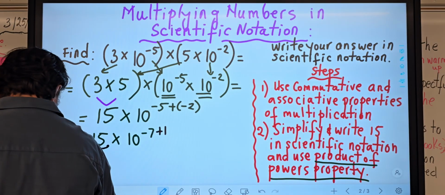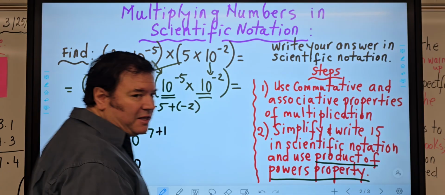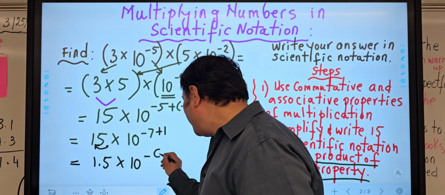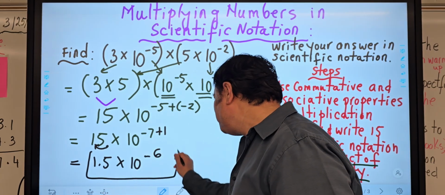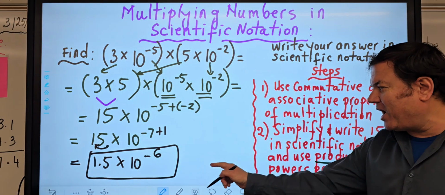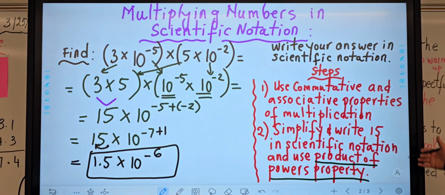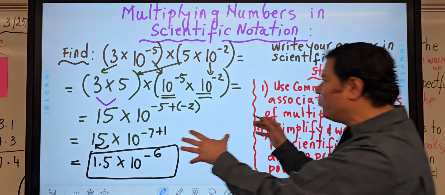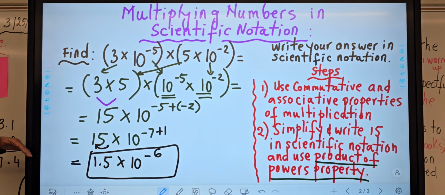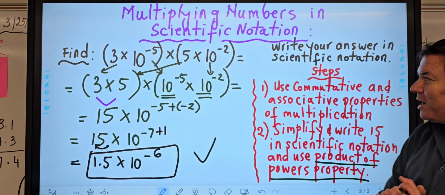Let's see what we get. So here we get 1.5 times 10. Negative 7 plus 1 becomes negative 6. And now we can say that we have the answer, and the answer is written in scientific notation. Again, 1.5 times 10 to the negative 6. Please take a moment, pause the video, and look at these steps we used today in order for us to solve this multiplication problem, multiplying numbers in scientific notation. And we got to the answer. Okay? It's not very complicated.